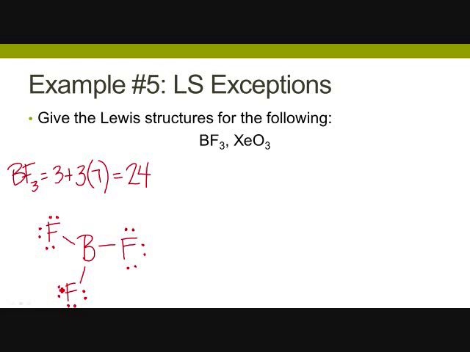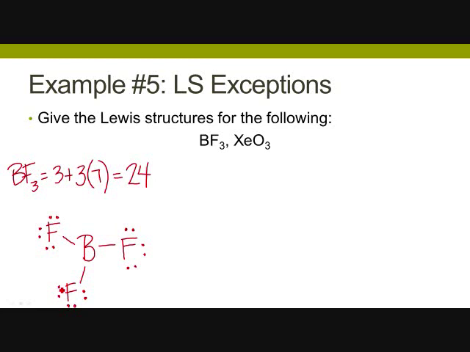So this is breaking the rule because the boron only has 6 electrons around it compared to the normal 8, but that's okay because we have paired up as much as we can. The octet rule mainly needs to be followed by the branching atoms, so the fluorines are all following the rule, so that's why that's okay.